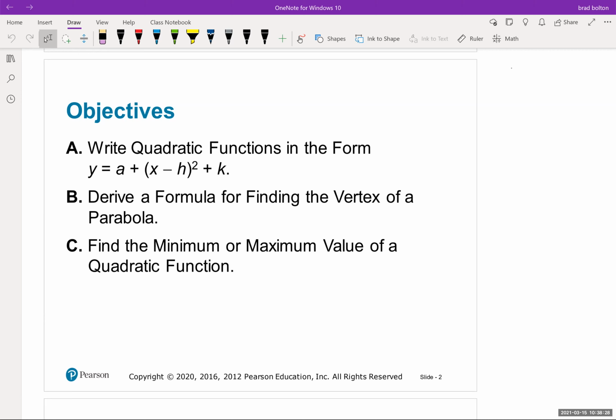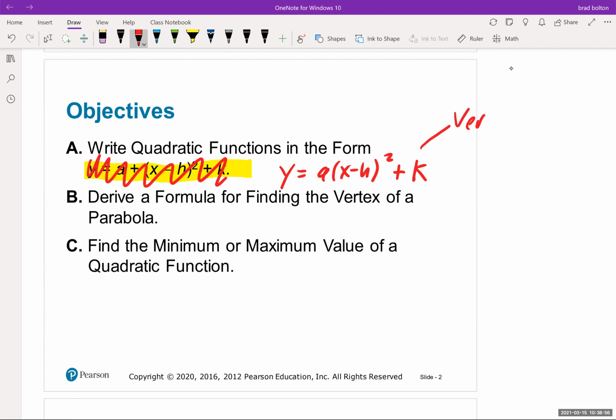So write quadratic functions in the form y equals a plus x minus h squared plus k. This is a typo right here. So they mean y equals a times x minus h squared plus k. I think the computer just read its own writing wrong. So this is what I call vertex form. Okay, so this will allow us to find the vertex very easily because the vertex is just h comma k.